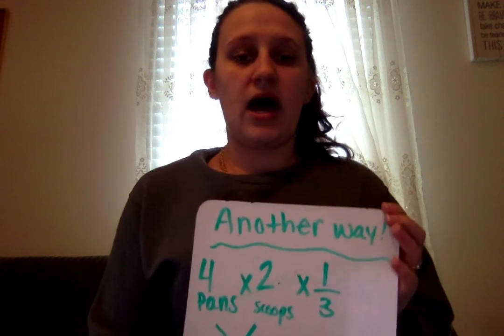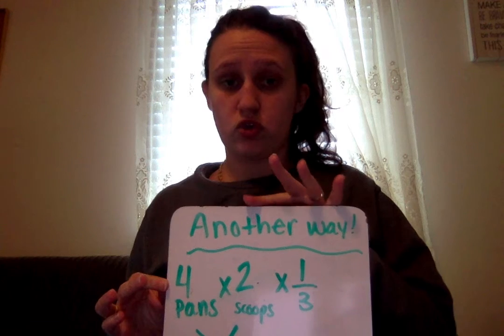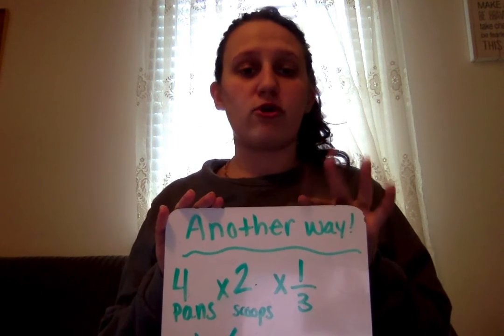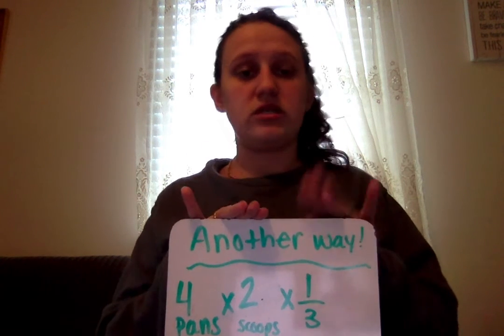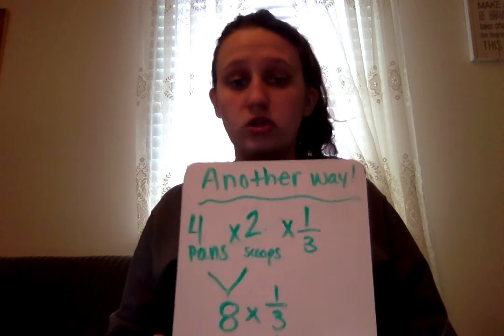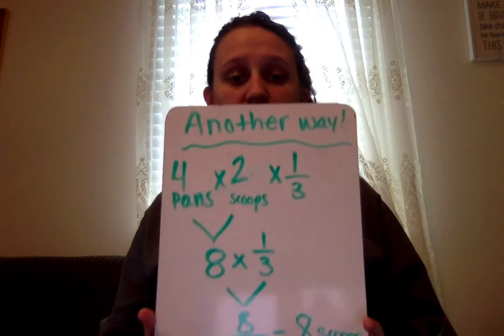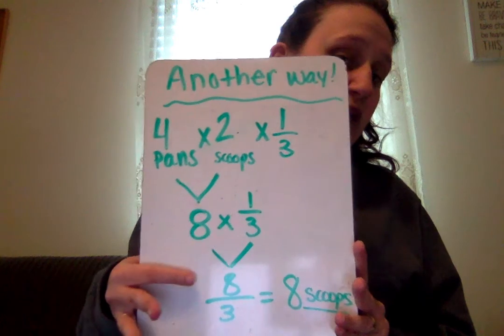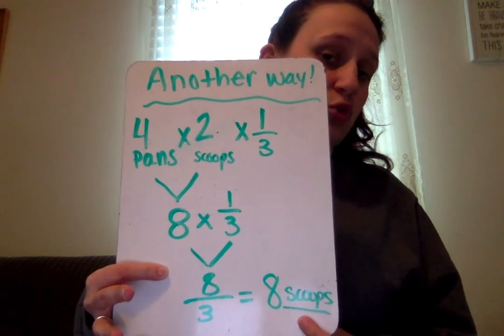We can do it a second way. So here's my other way. I have 4 pans. Each pan gets 2 scoops, so I multiply by 2. That makes 8. And we're doing 1/3 scoops. So we're doing 4 times 2 times 1/3. First, I do the whole numbers. We always do whole first. That gives me 8 times 1/3, which gives me 8/3. That top number tells me how many 1/3s. We have 8 1/3s, so it must be 8 scoops.